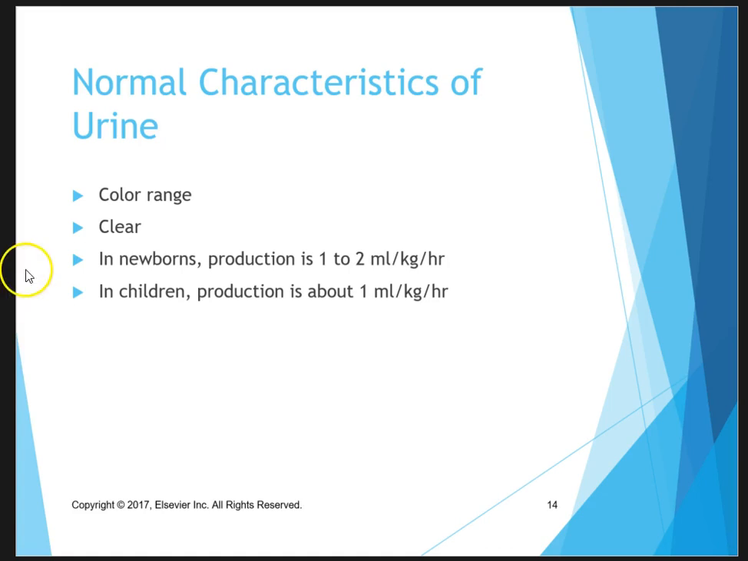So here I want to just point out, in some of the math calculation questions, I was asking you to calculate urine output in mils per kg per hour, and this is where that comes from if you were still unclear of why I was asking you to do that. Again, weight-based is going to give you a more accurate representation of what's going on. In your newborns, we're looking at 1 to 2 mils per kg per hour, and in children, it's going to be roughly about 1. So keep those components in mind.